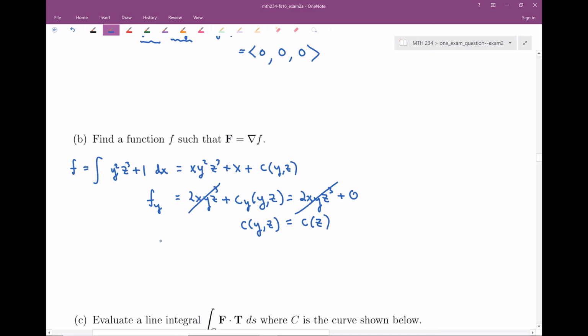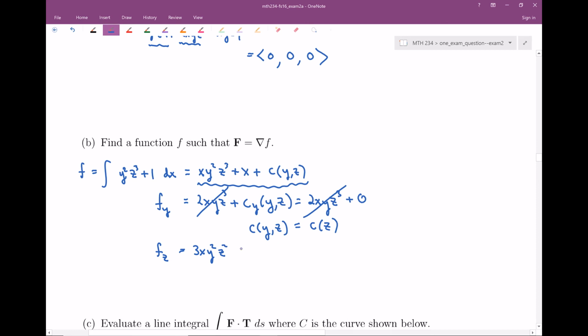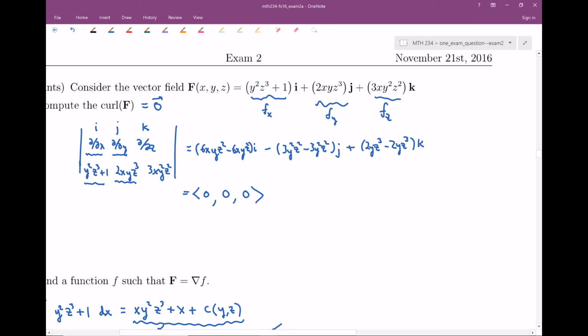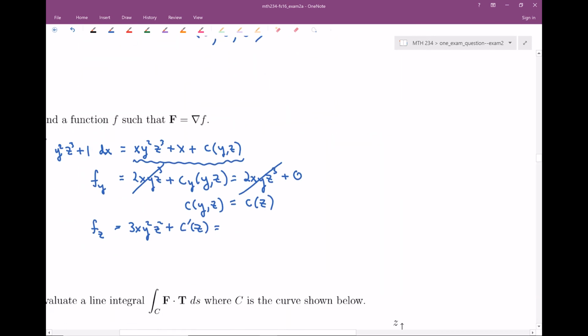So let's go ahead and take the derivative, again, of our proposed function, our proposed answer here. We're going to take the derivative with respect to z now. So again, I'm going back here, taking the derivative with respect to z. So I'm going to have 3xy squared z squared. The derivative of x with respect to z is 0. The derivative of c of y, z, again, this is really just c of z. If I take the derivative of that with respect to z, I'm going to get c prime of z. Again, just z's in there, so we can use the prime notation. And that should be equal to my third component. So 3xy squared z squared.